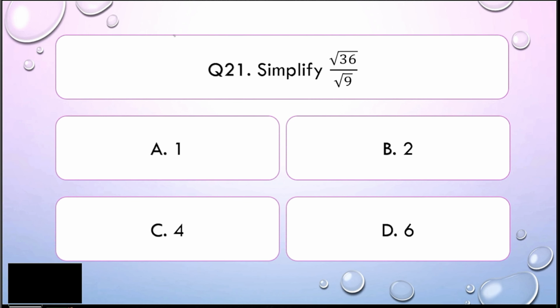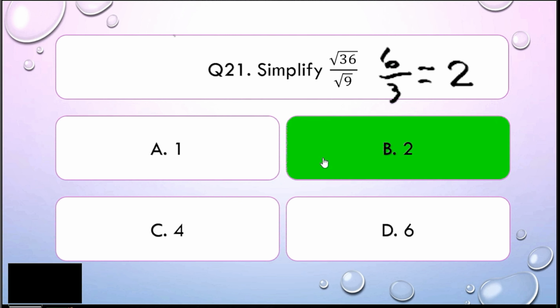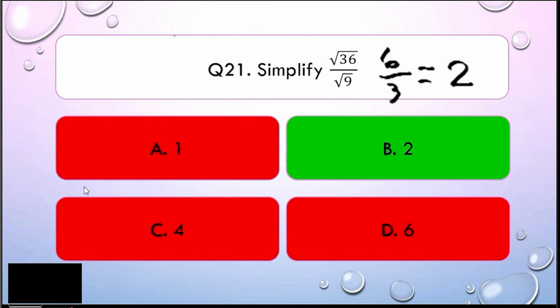Alright, math learners, this question is very easy. Why? Because since both of them have the same index, which is 2, because we are just talking about square roots, square root of 36 and square root of 9. So what is the square root of 36? Very good, that is 6. What is the square root of 9? That is 3. So that would be 6 over 3. And if we divide 6 by 3, the answer is 2. Very simple. So now, the correct answer for this question is letter B. Alright. Easy, right? Very easy, my dear math learners.